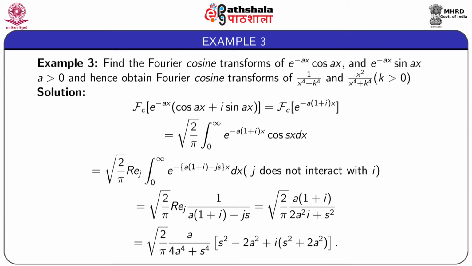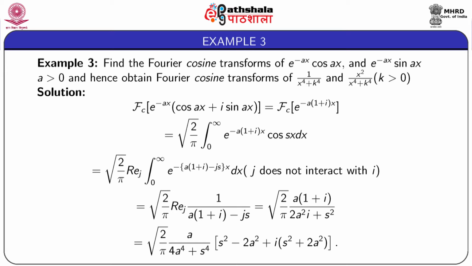Next we come to example 3. Find the Fourier cosine transform of e to the power minus ax cos ax and e to the power minus ax sin ax, where a is positive, and hence obtain Fourier cosine transform of the function 1 by x to the power 4 plus k to the power 4 and x square divided by x to the power 4 plus k to the power 4, where k is positive.